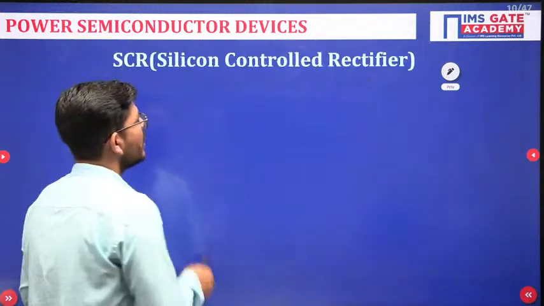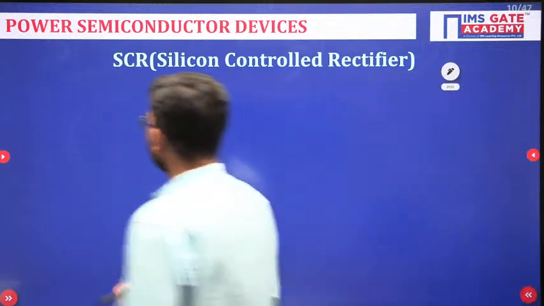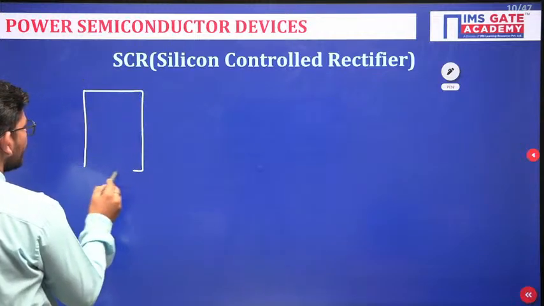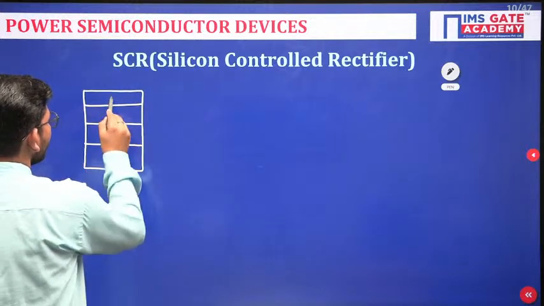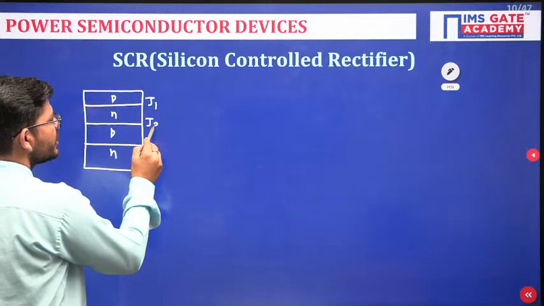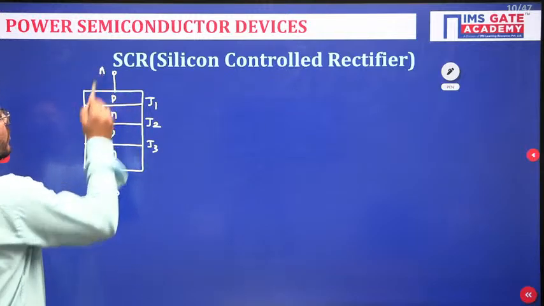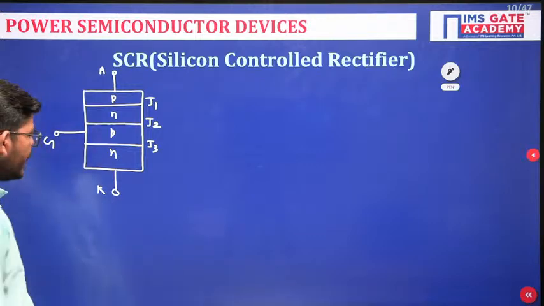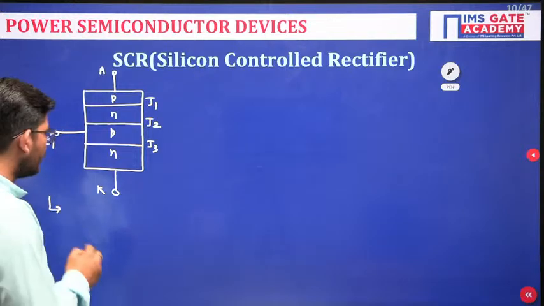Now after IGBT we have the silicon controlled rectifier, the SCR. When it comes to SCR, just see the construction of it. It is a 3-terminal, 4-layer device. We have PN layers and 3 junctions are formed here. Then we have 3 terminals: anode, cathode, and the gate terminal. It gives you operation in 3 modes. And what are the 3 modes?